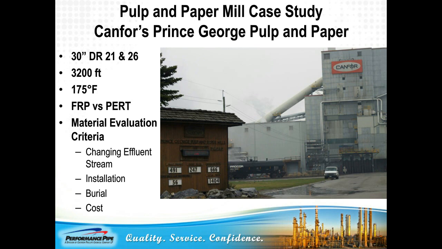This is a pulp and paper mill case study for Canfor's Prince George, British Columbia pulp and paper mill. We recently completed a project in British Columbia, Canada to replace 3,200 feet of 30-inch FRP piping with our new PERT piping. Canfor Pulp is one of the largest pulp and paper companies in the world, with a large mill located in Prince George, British Columbia. The existing FRP was being used to convey bleach effluent from the plant to a series of settling ponds with temperatures as high as 175 degrees Fahrenheit.